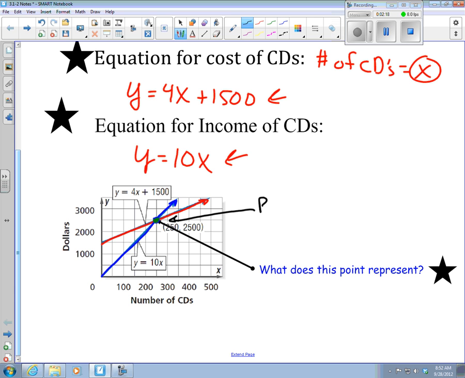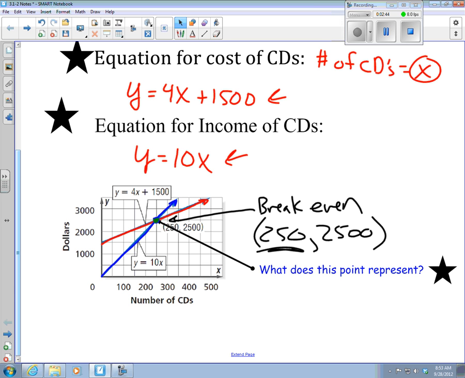So basically, if they sell 250 CDs, it's going to cost them $2,500 to make those CDs, but they're also going to make $2,500. So anything after 250 CDs sold, that's where they're going to start making money. They're going to make a profit of $6 on every CD after that, but they have to sell 250 to break even. Notice that's where the two lines intersect, the point of intersection. We're going to be solving systems, and that's what we're going to deal with, points of intersection.